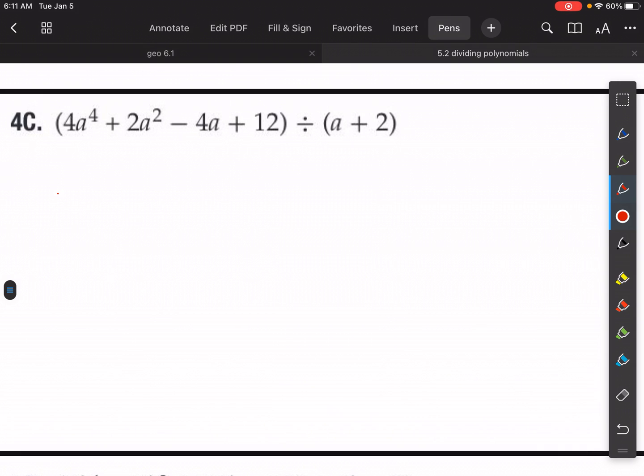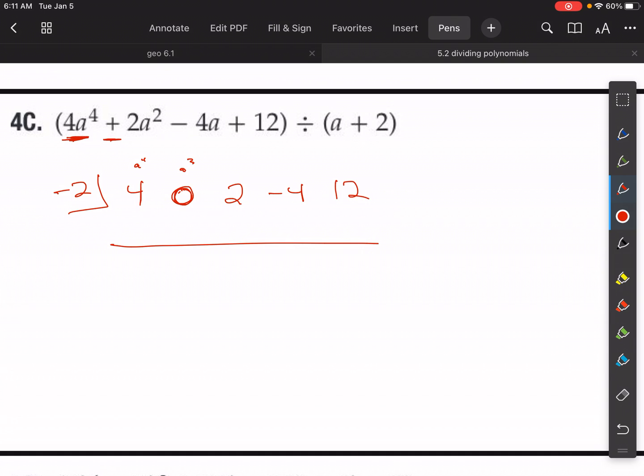Let's see what we got here. 4c, what are they giving us here? So negative 2. I want to show you one where you don't have every placeholder. So this is one of those. You guys got to be really careful. We have 4a to the fourth, but then we have no a to the thirds. So we have to put a 0. So this is like a to the 4, a to the third. There's none of those. And then we have 2a squared, negative 4a, and then 12 constant. Okay, so this piece 4c is important because they're showing you what happens if you have a degree missing.